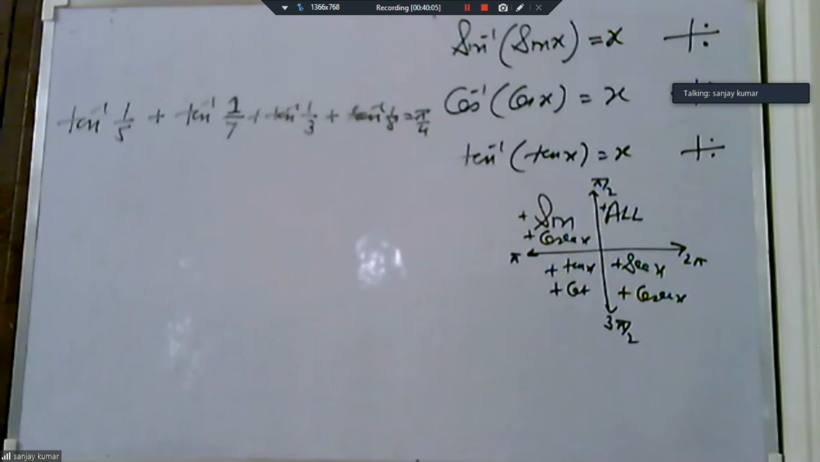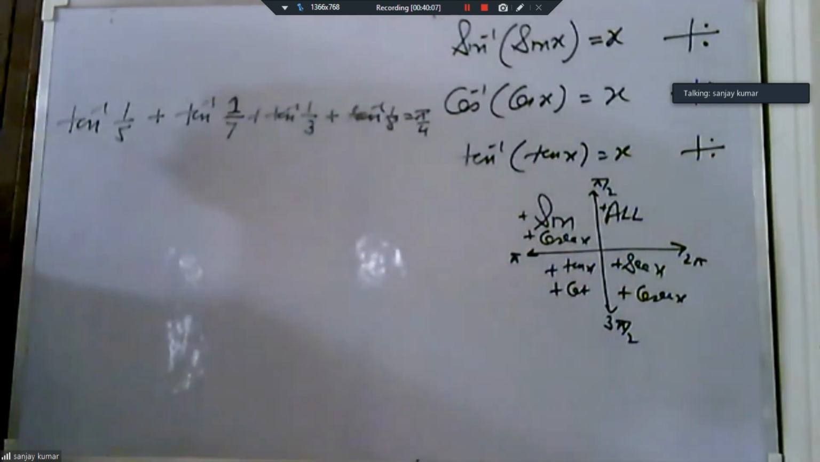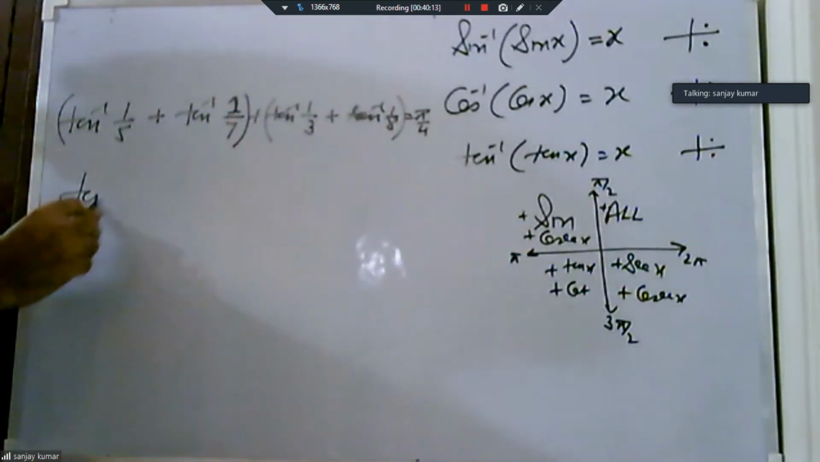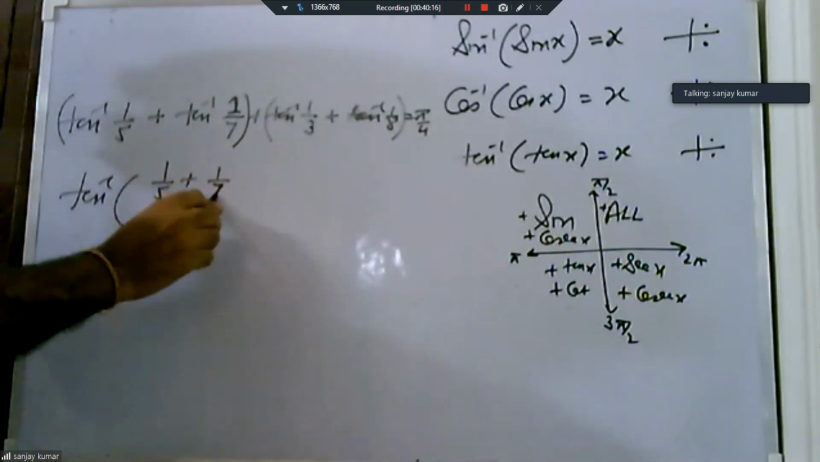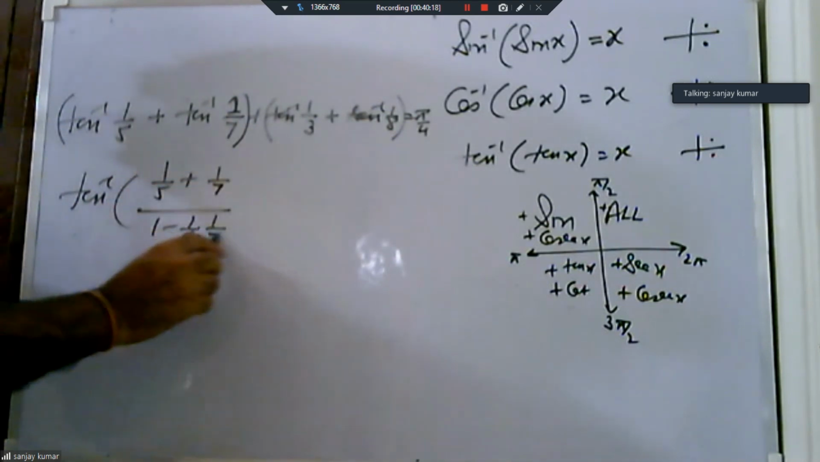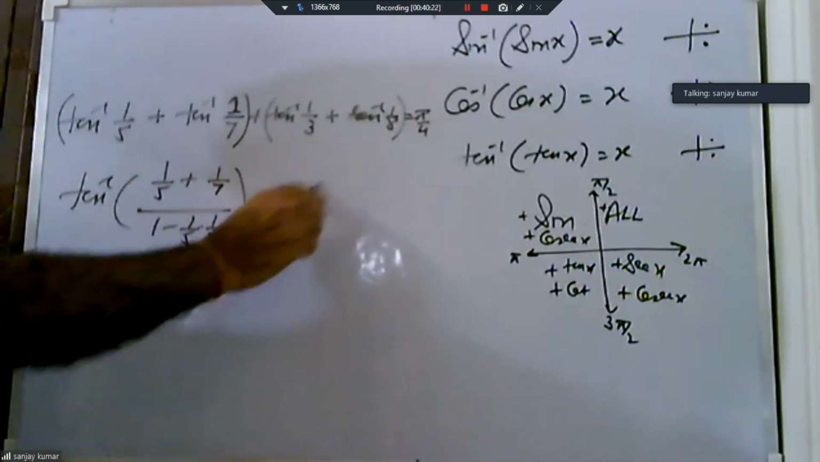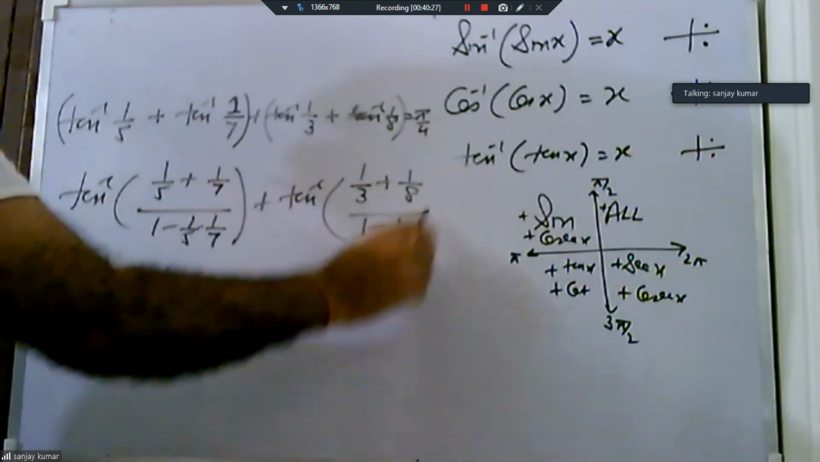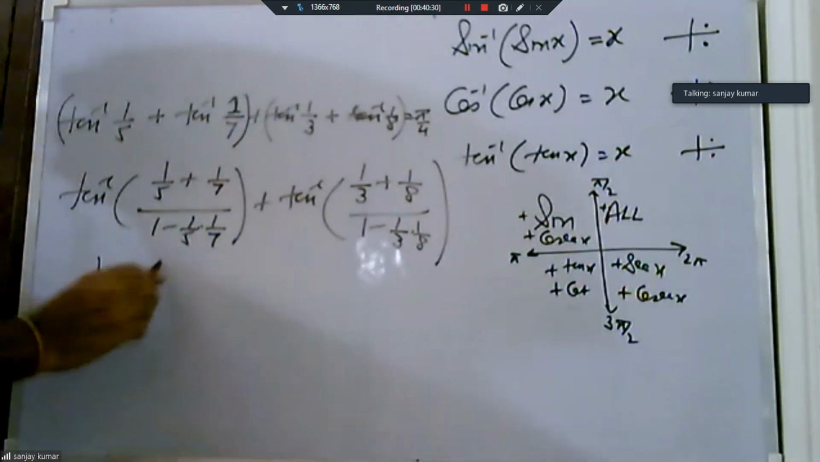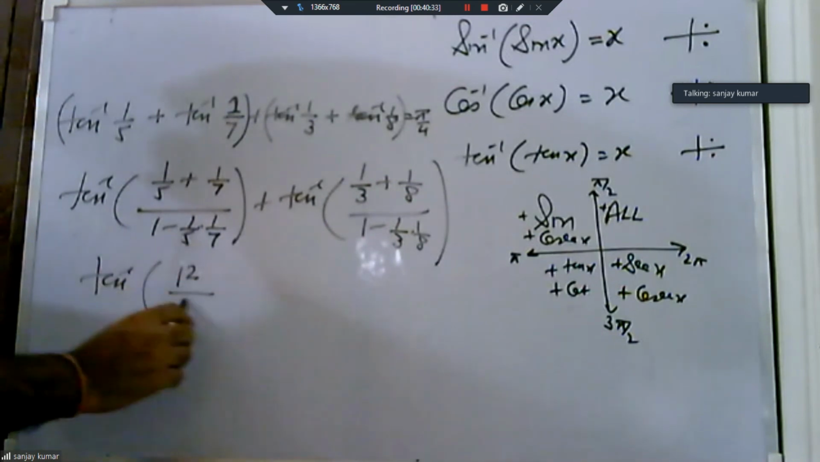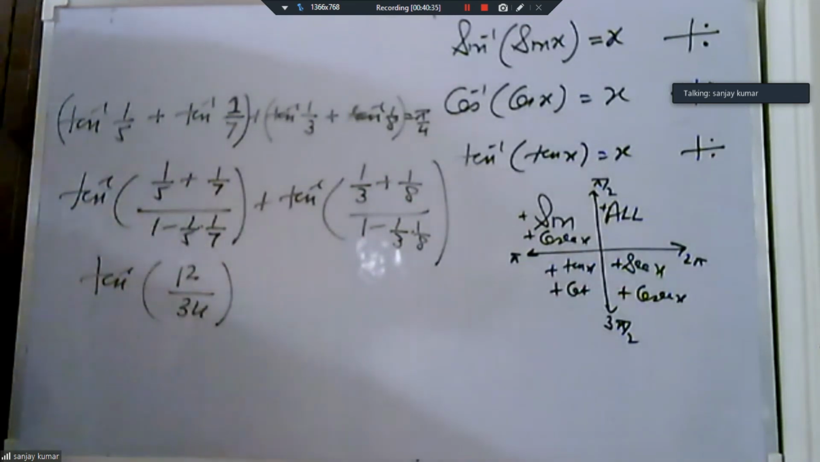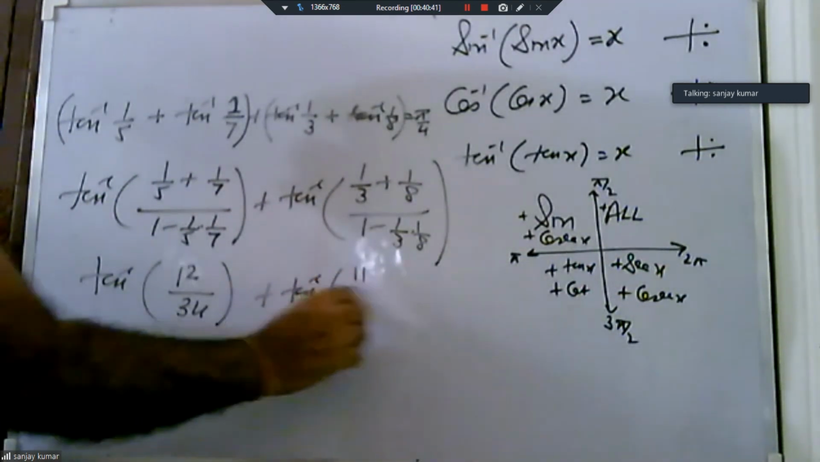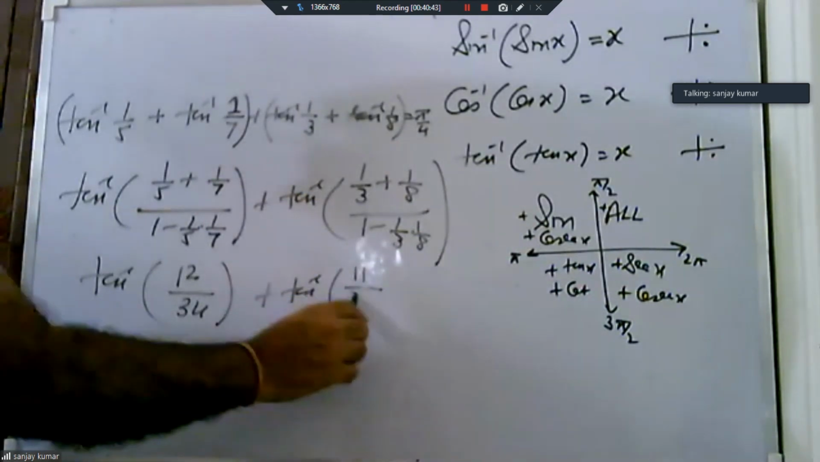Look, I am doing this question now. Tan inverse 1 by 5. We use the first 2 because time is over, so we take it fast. This is the formula: tan inverse of 1 by 5 plus 1 by 7 upon 1 minus 1 by 5 into 1 by 7. Here again we use the formula: tan inverse of 1 by 3 plus 1 by 8 upon 1 minus 1 by 3 into 1 by 8. This is tan inverse 12 upon 34, since 7 plus 5 is 12 and 35 minus 1 is 34, plus tan inverse 11 upon 23, since 8 plus 3 is 11 and 24 minus 1 is 23.